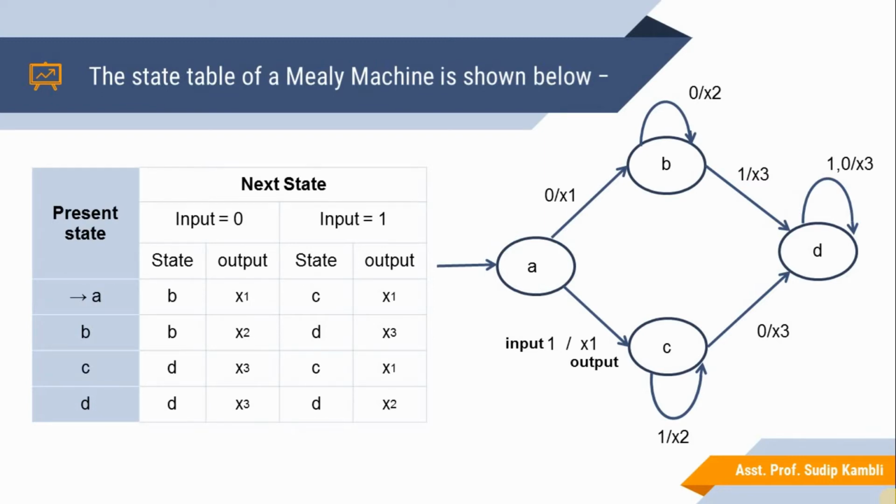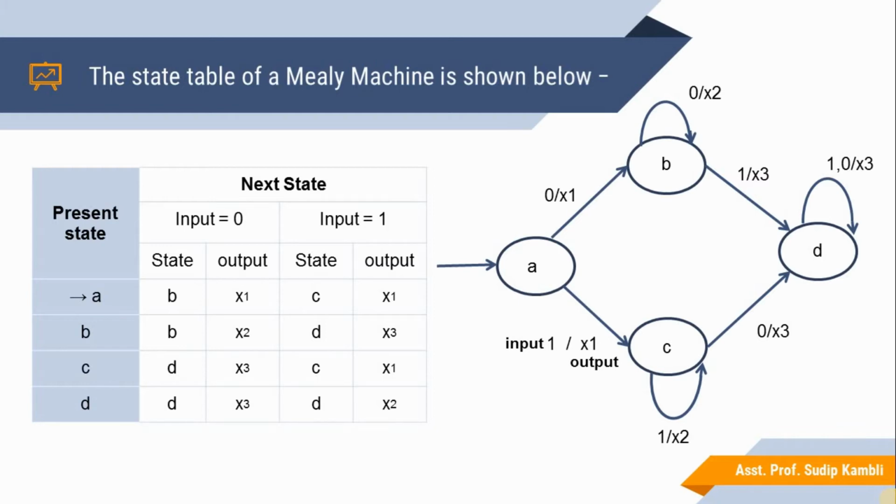So first consider state A as the start state. A, on scanning 0, goes to state B and the output is x1. Similarly, A on scanning 1 goes to state C and the output is x1. The next state is B. B on scanning 0 goes to the same state B and the output is x2. Similarly, B on scanning 1 goes to state D and the output is x3.